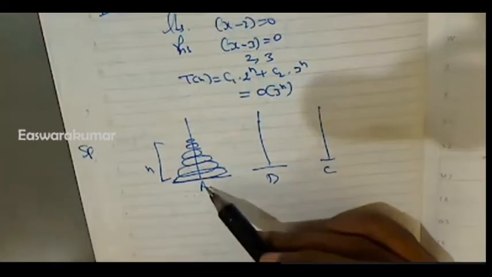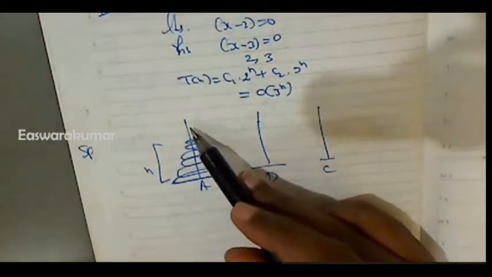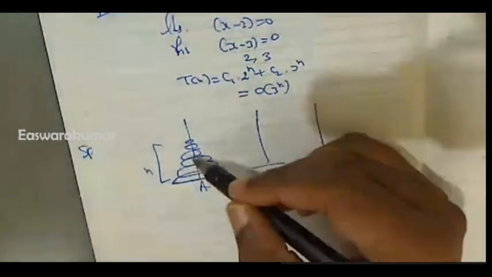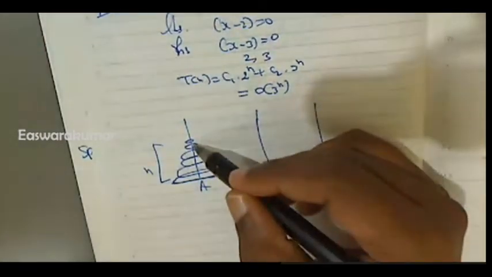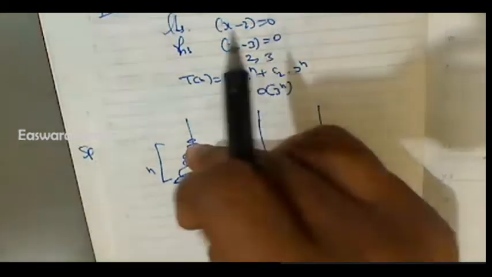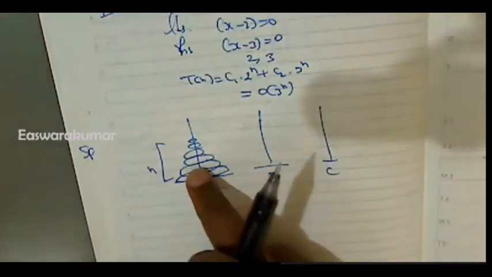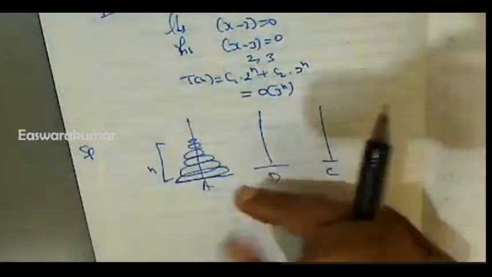Here peg A contains n disks arranged according to size. But you see, if you want to remove a disk, only the top disk can be removed because the rod is inside, right? So we cannot remove a disk from the middle. So you can take only the top one. You can take the top one and place it. Okay, the problem is like this.